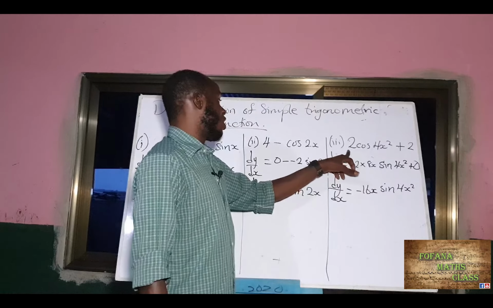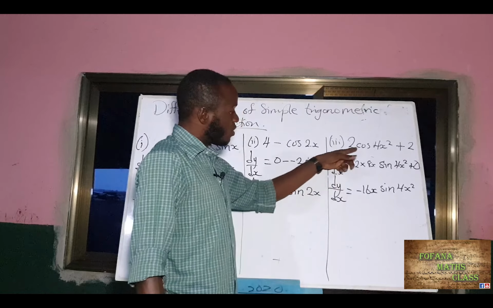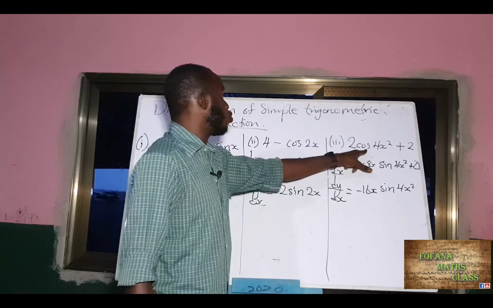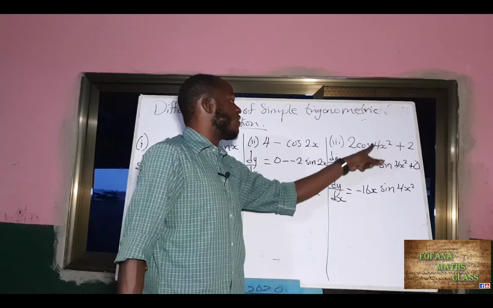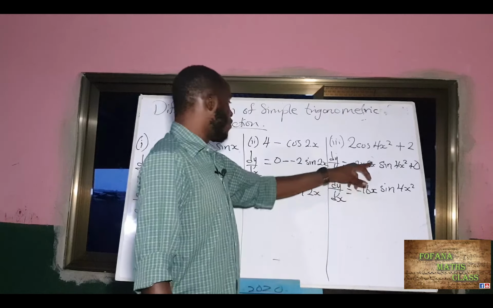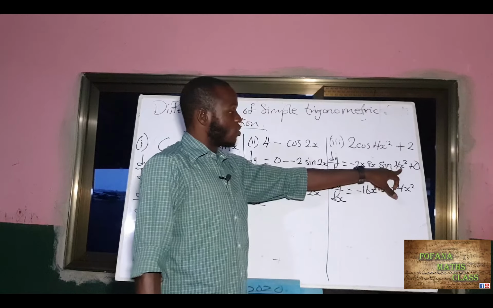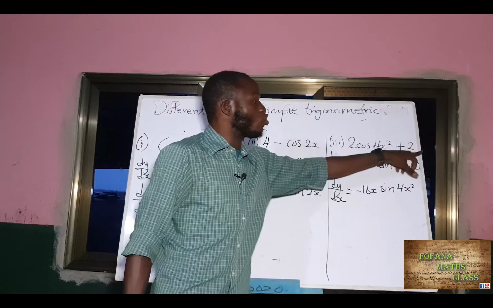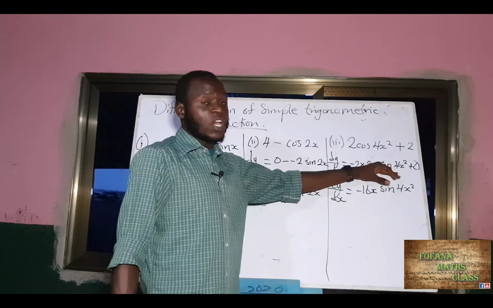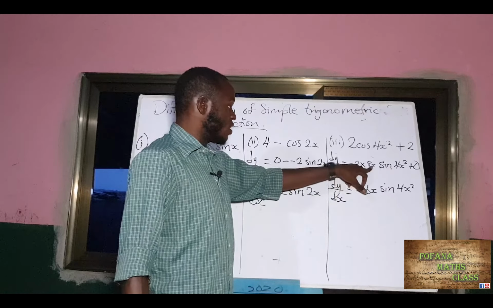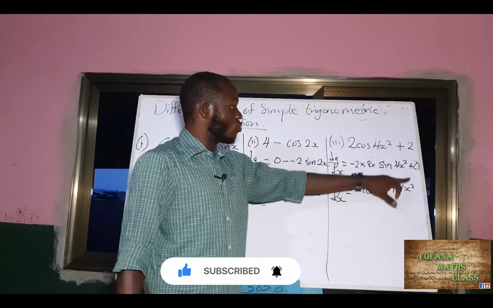Now the next thing is the third question, which says we have 2 cos 4x squared plus 2. To differentiate this, we know that when you differentiate cos, you have a negative sign, okay? So you bring the negative first, then this constant 2 will come, times 8x. 8x is what you get when you differentiate the function in the question, which is 4x squared. When you differentiate, you have 8x, all right? Sine, the cos will change to sine. Then you repeat the function in the question, which is 4x squared plus, when you differentiate this constant, which is 2, you have 0. So you simplify the expression. Now when you simplify minus 2 times 8x, you have minus 16x. So minus 16x, then sine will come, then you repeat the function.